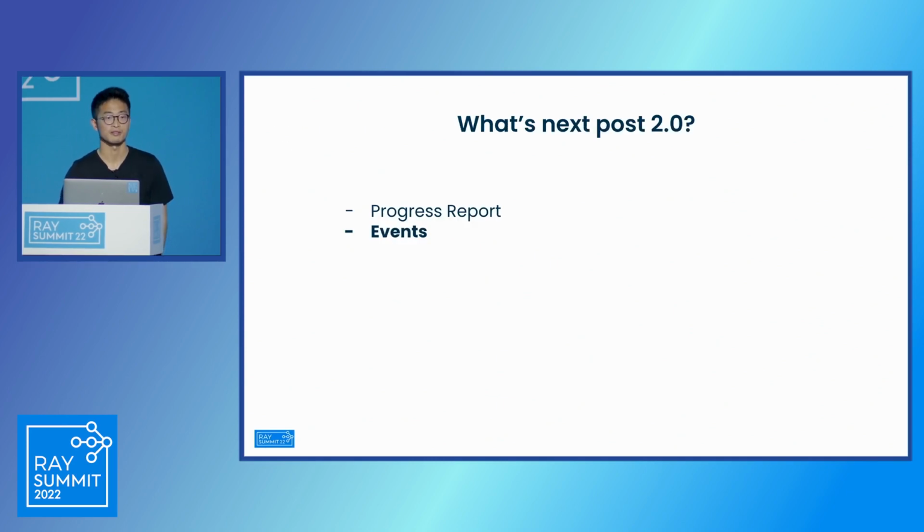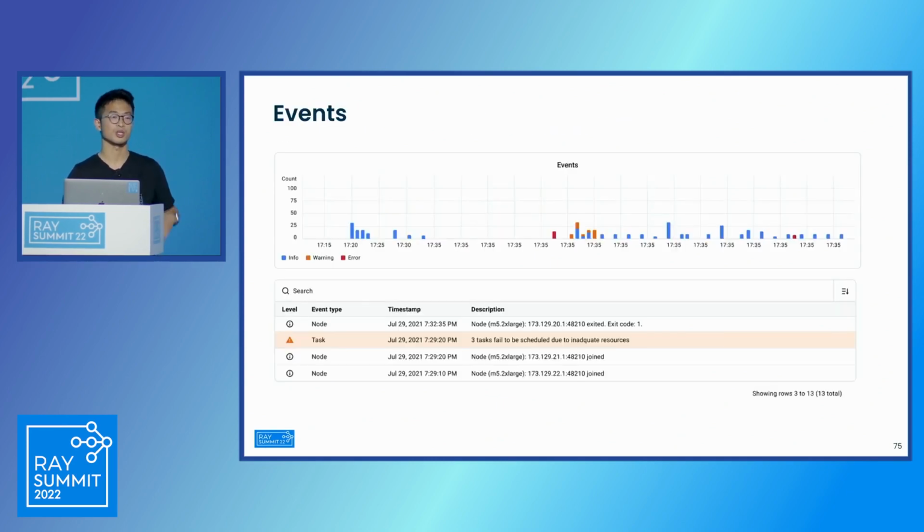And the second thing is the events, right? Events are state transitions in your Ray programs. For example, when a node joins, when a node terminates, or a task finished, or a task failed, you might want to get a chronological view of all those events coming up in your Ray program. So that could give you a better sense of what kind of things the Ray program is doing in your cluster.